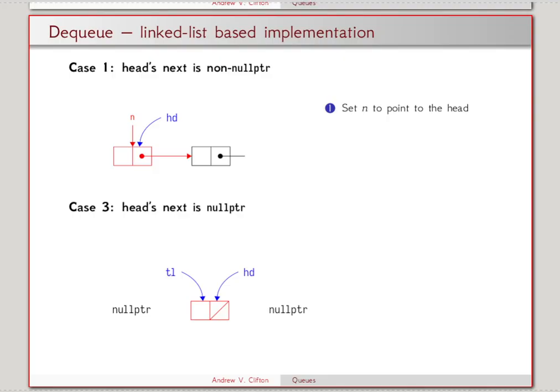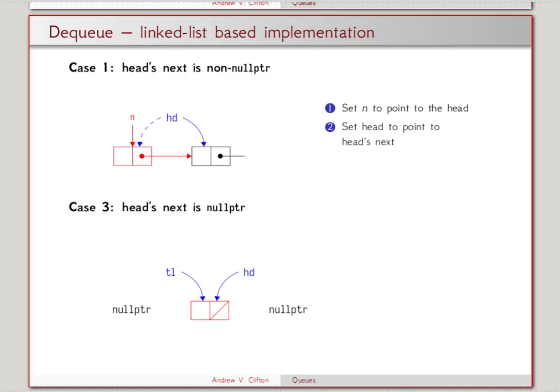Now, again, for dequeue, we're basically doing an erase, but we only care about case 1 and case 3. We're not erasing from the middle or the end. We're only erasing the head here. So in case number 1, we're going to set n to point to the head. We're doing that because we're going to move the head pointer over here, and I need to have a pointer to this node so that I can delete it when I'm done with the whole process. Literally the next step is to set the head to point to the head's next.